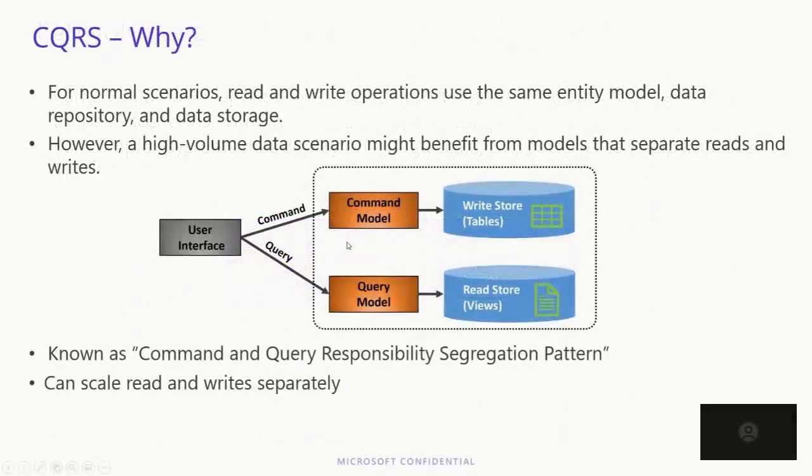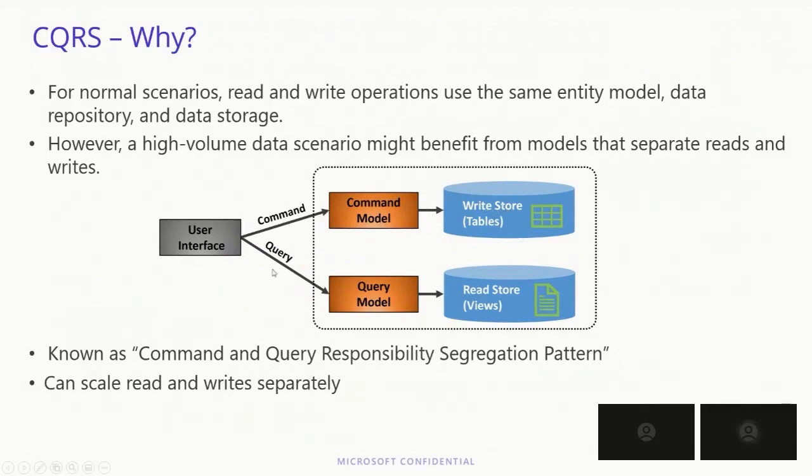So for normal scenarios, when we have a service, we typically have a single data store. And in that data store, we have whatever tables or documents that contain each transaction. So in a normal scenario, we have a single model, a single repository, and a single table, whether we're reading or writing. But when we get into these high volume data scenarios, we might benefit from a model where we separate the reads from the writes.